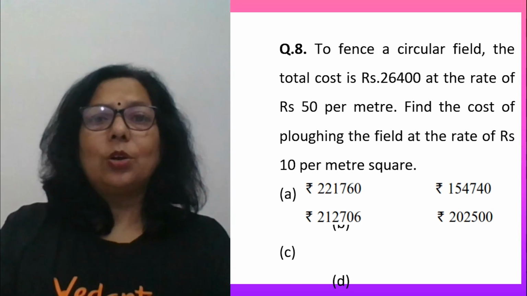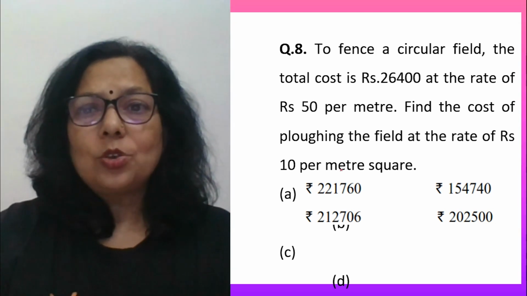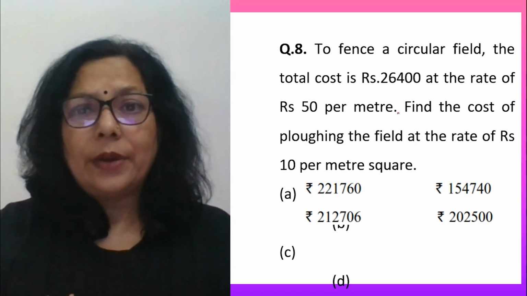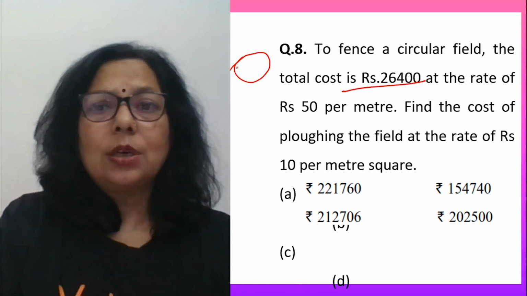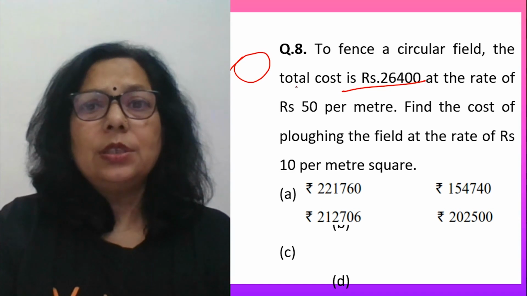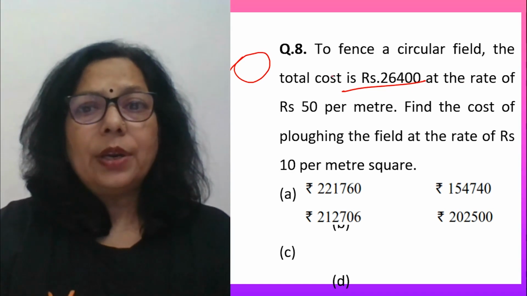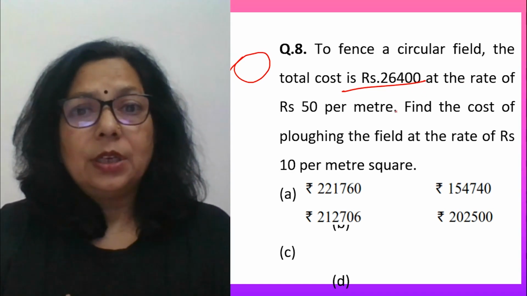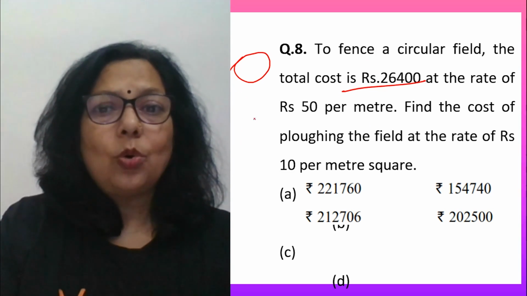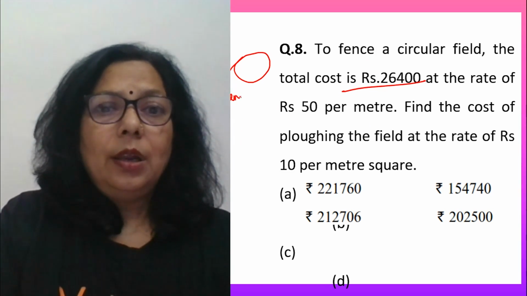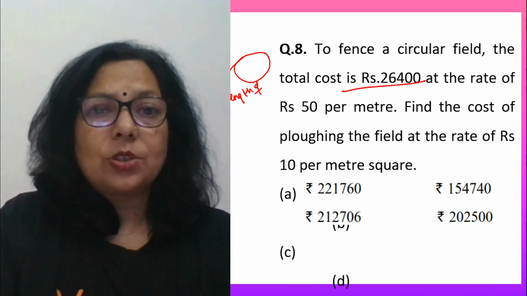The fence of a circular field. The total cost is rupees 26,400. Fencing ka cost is this much. Means going around a circular field gives the cost is 26,400 at rupees 50 per meter. That means what was the total length of fencing? Length of fencing was how much?